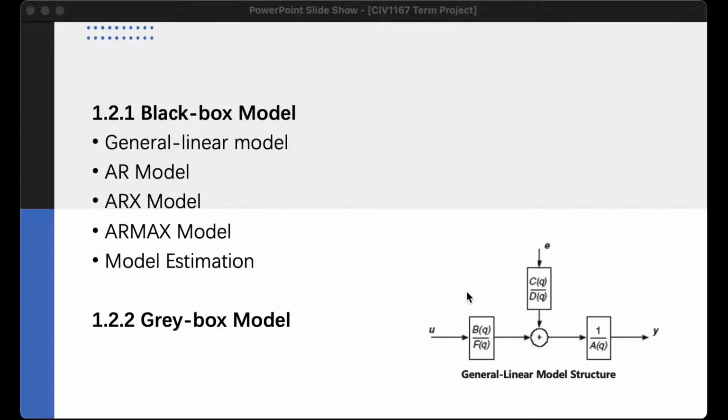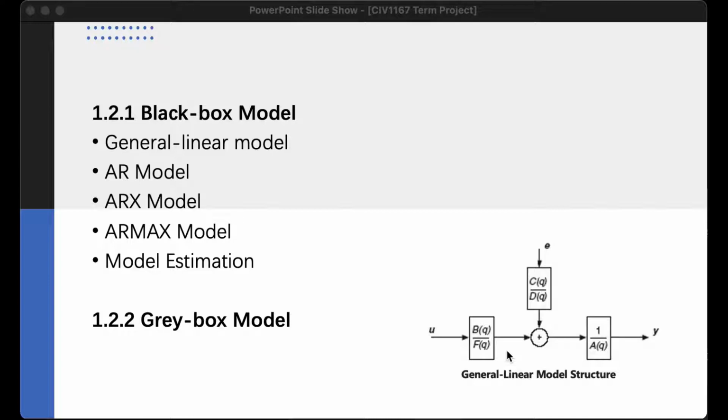The general linear model structure provides flexibility for both the system dynamics and stochastic dynamics. However, a nonlinear optimization method computes the estimation of the general linear model. This method requires intensive computation with no guarantees of global convergence.